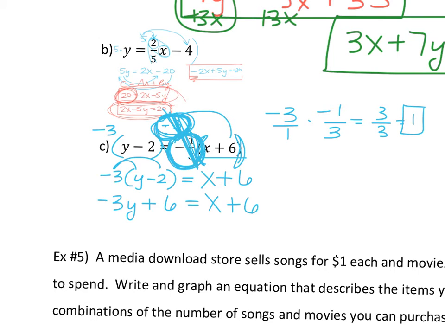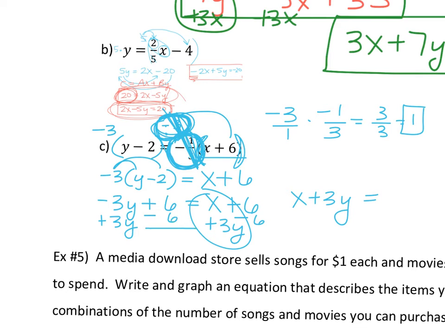Okay, so to put this into standard form, I'm going to move the 3y over here. Okay, so it's x plus 3y. And then I'm going to move the 6 over here, and 6 minus 6 is 0. So it's going to equal 0 on this one. Okay?